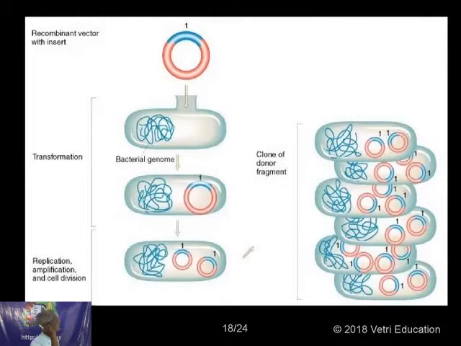See how a recombinant vector was inserted. The original DNA was cut and then a portion was inserted. And now, when this is the bacterial genome and this was inserted, it has become a part of the bacterial genome, and then it starts reproducing, replicating. This is a clone of donor fragments. So the fragment which came from outside, the alien gene, also started replicating.